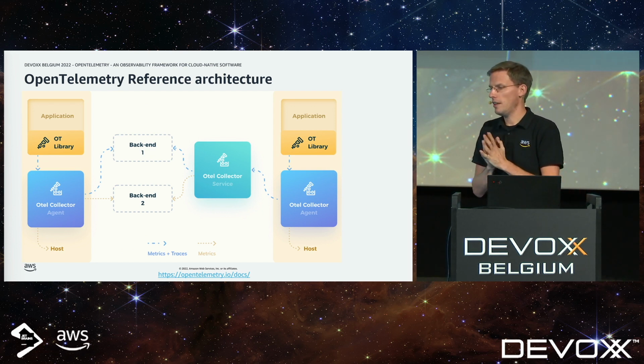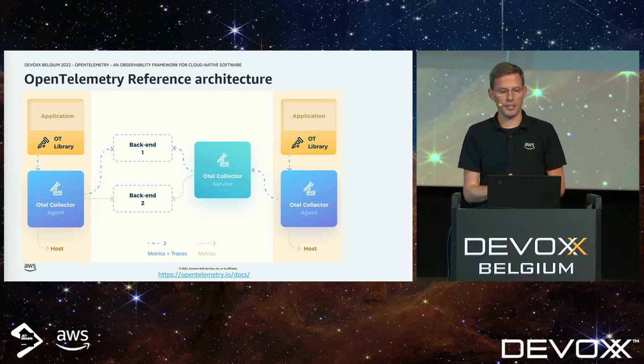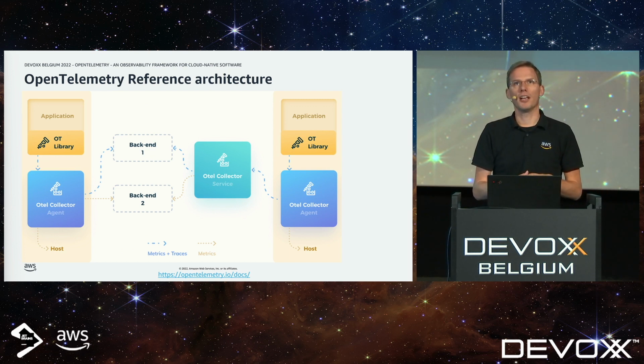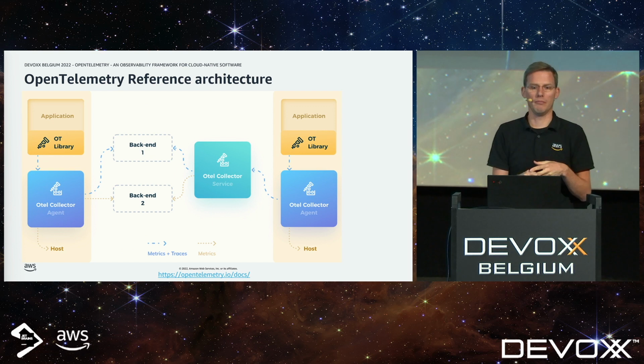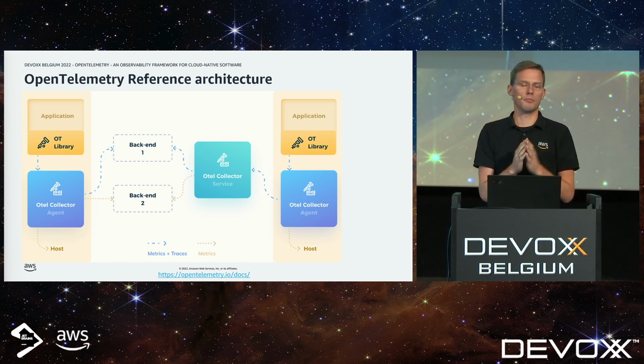And on the left and on the right-hand side, you see two applications. And then you also see a collector in different places here. So let's start with the applications. Inside the applications, you have an OpenTelemetry library, which is a standardized library that allows you to generate certain data, for example, metrics, or you want to start your trace, then you can do that using the OpenTelemetry library.